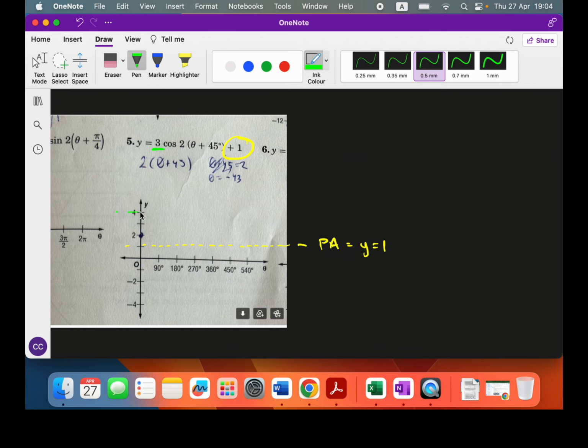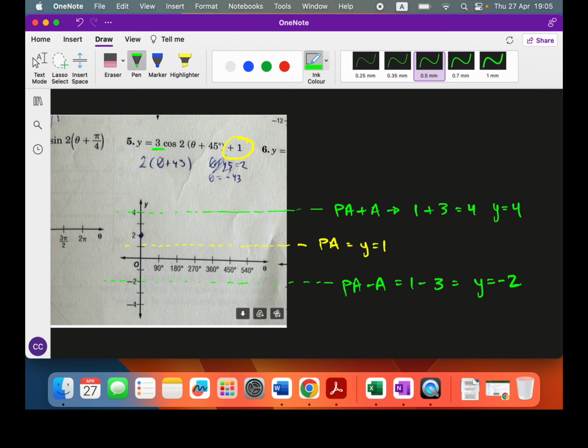upper bound is going to be 4, because that's my principal axis plus the a value, which is 1 plus 3, which is 4. So that's y equals 4. Down here, if I get my minimum, that's going to be my principal axis minus the a value, which is 1 minus 3, which gives us y equals negative 2. So just with that, I've got my max and my min.